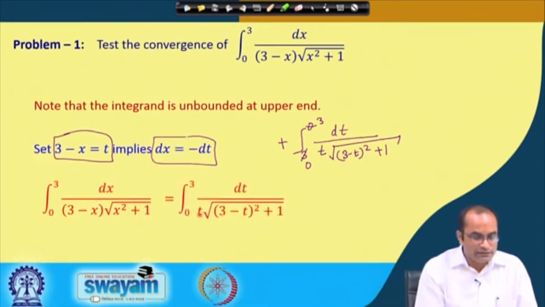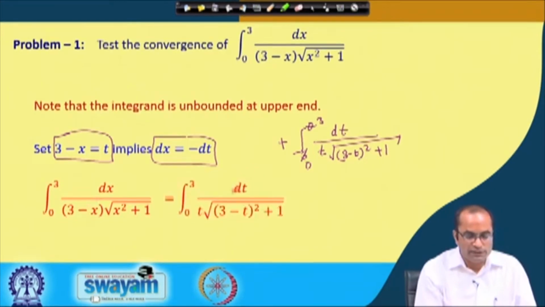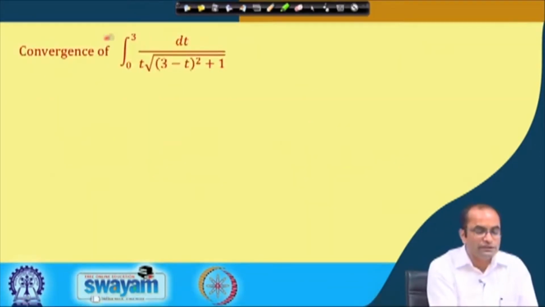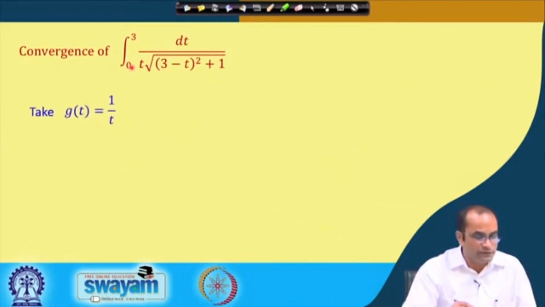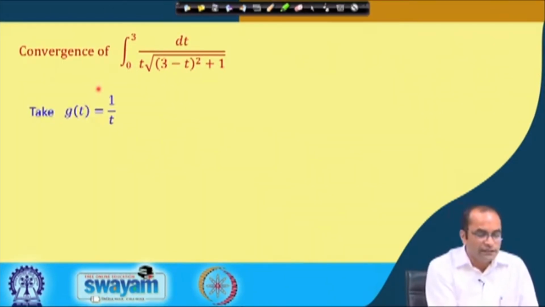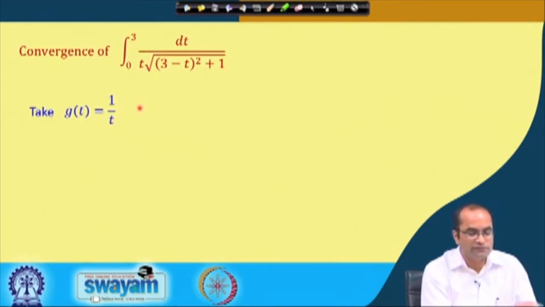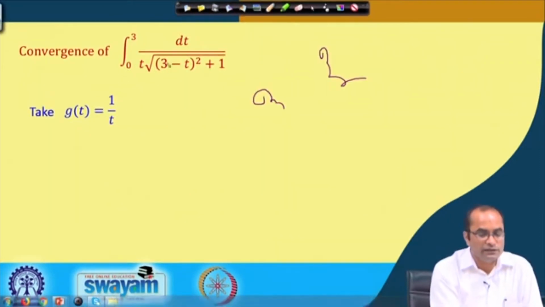So, having this equal to the integral from 0 to 3 of dt over t times the square root of (3 minus t)² plus 1, we can now talk about the convergence of this integral. Our integrand is becoming unbounded as t goes to 0, at the lower end of the integral. So, for the comparison we take the function g(t) equal to 1 over t. The reason why we are taking 1 over t is clear.